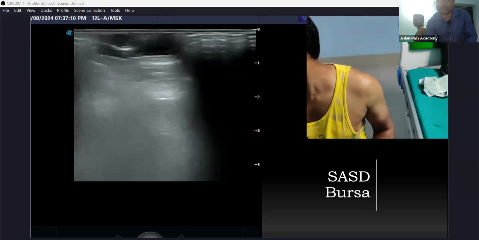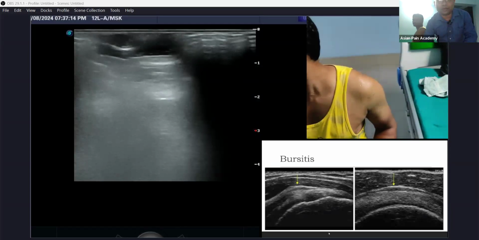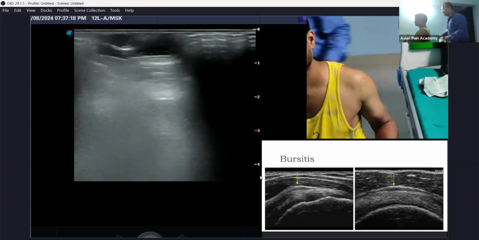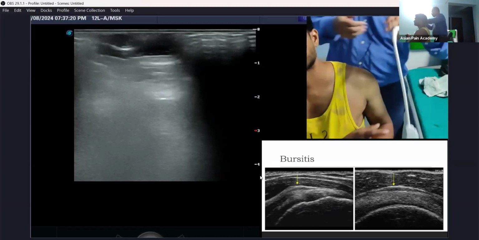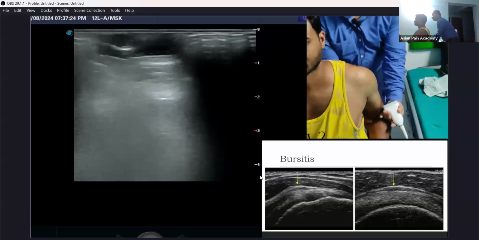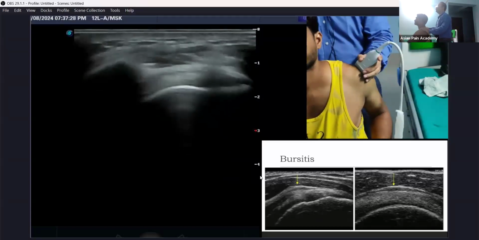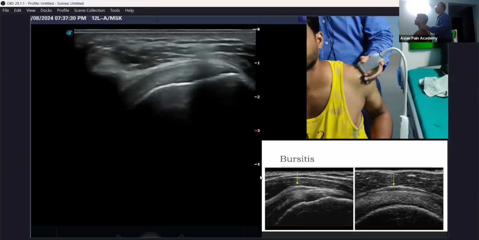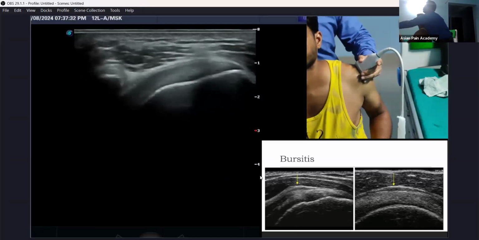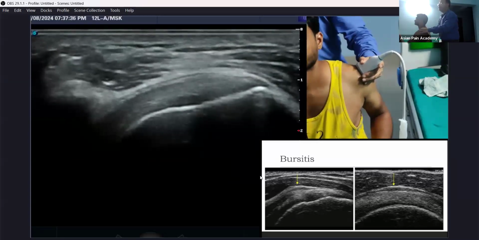SASD bursa. So this is the most important during our all procedures. Where is the bursa? So the same position when I am seeing the supraspinatus again. So here let us decrease the depth to understand this bursa better. Okay, so here please.